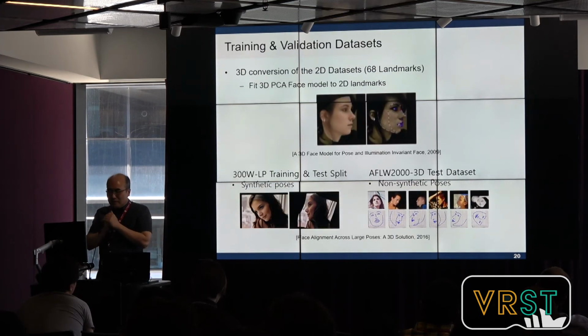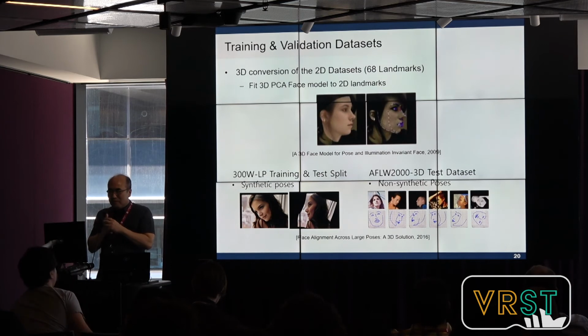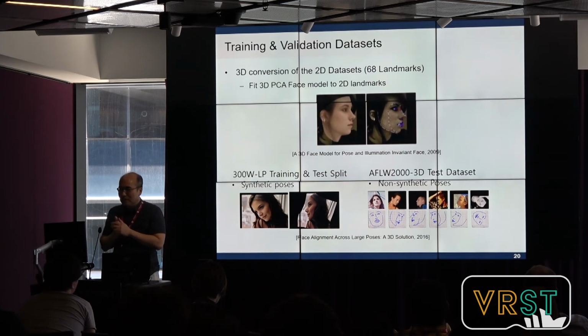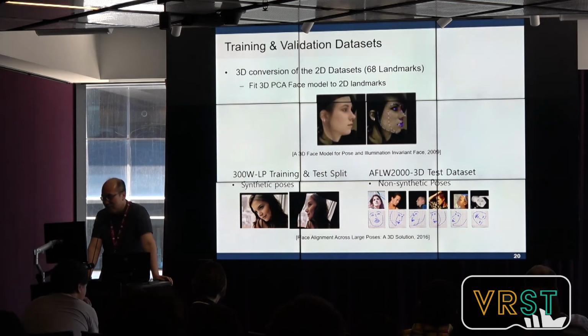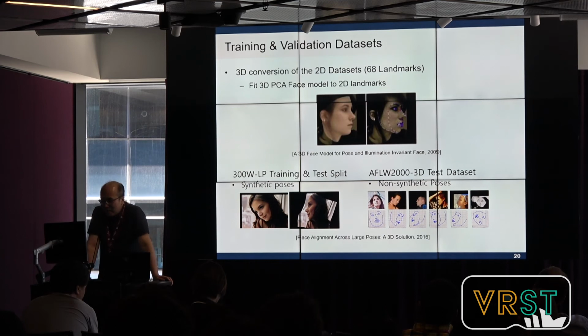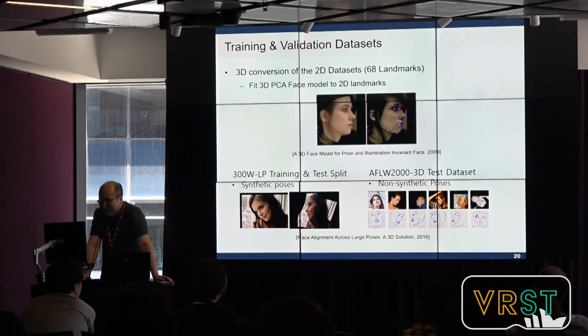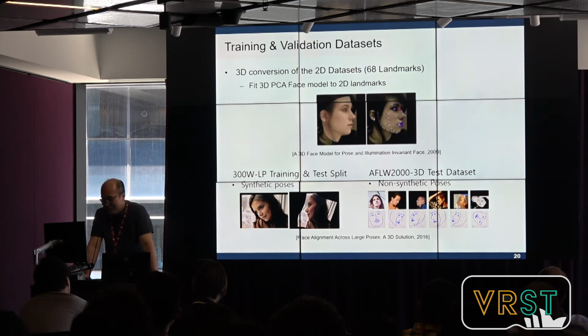Okay. And to train and test our network, we used some databases. This 300W-LP and AFLW2000-3D dataset have been built from a 2D dataset. They apply 3DMM face fitting to the 2D landmark positions, and then they obtain the 3D landmark positions from the fitted 3D face model.